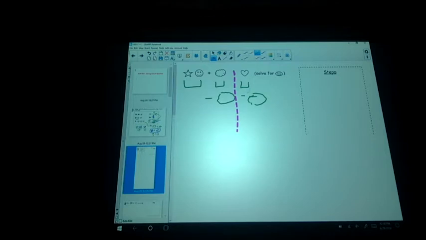Okay? So then I'm going to get star, smiley face. It's supposed to be a smiley face. Sorry, I'm not an artist. Is equal to heart minus cloud. How do I get smiley face alone?